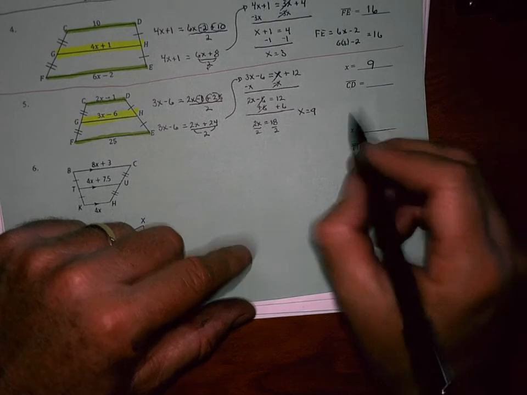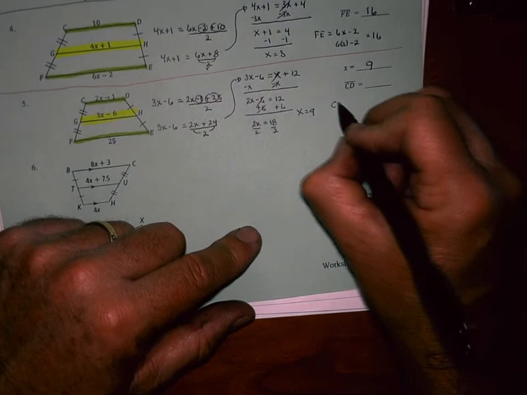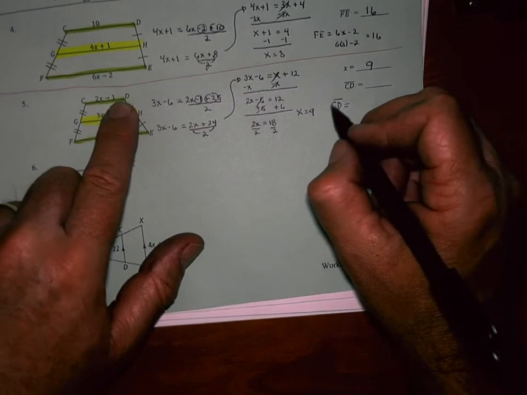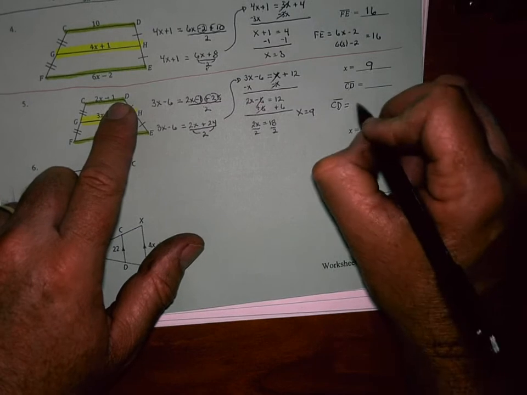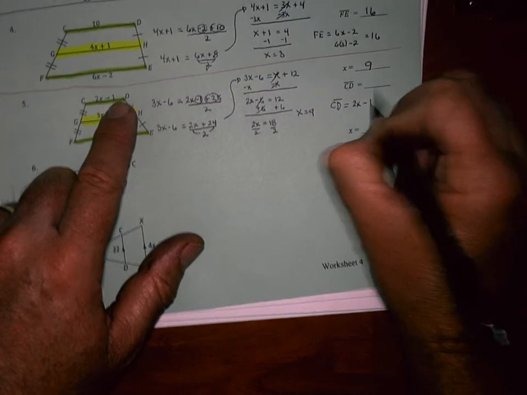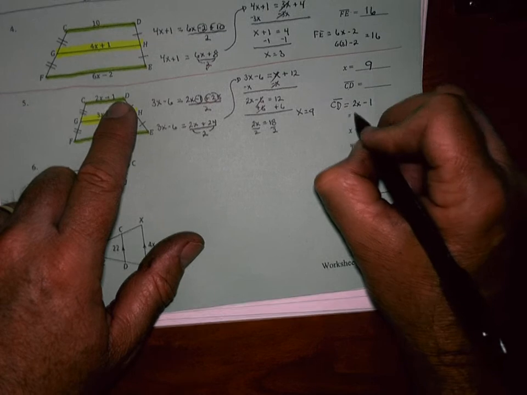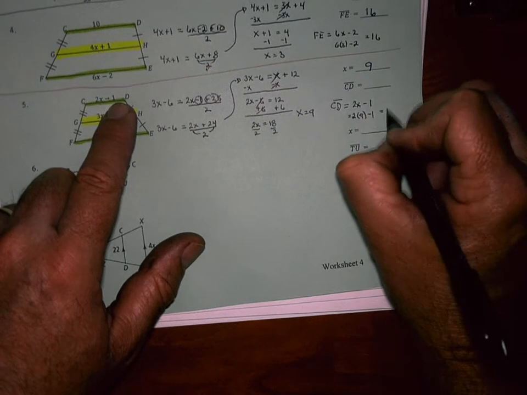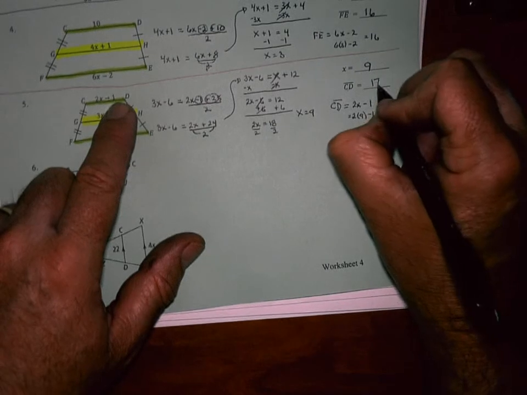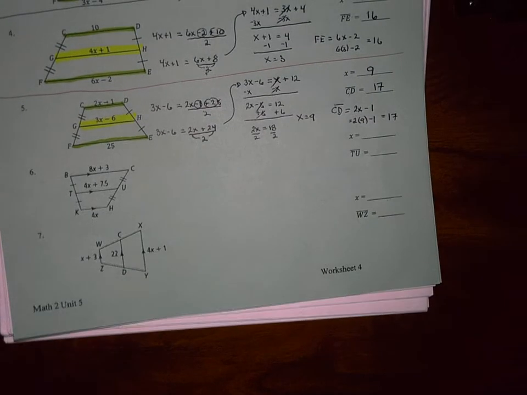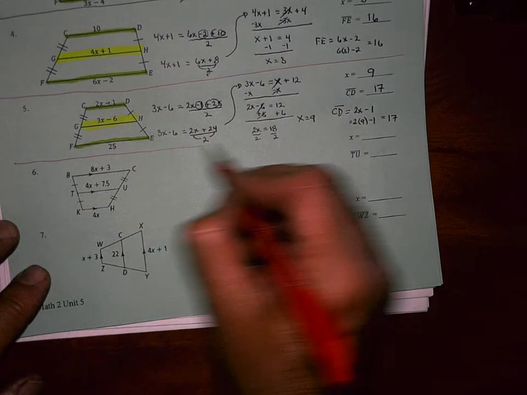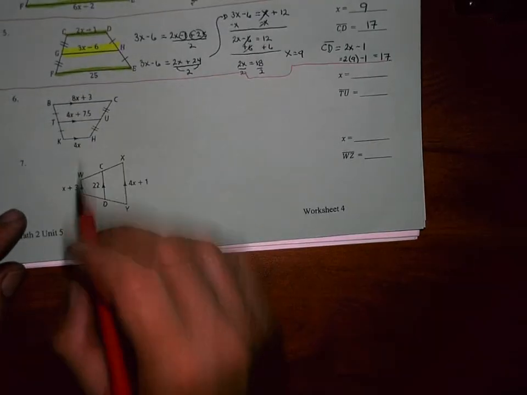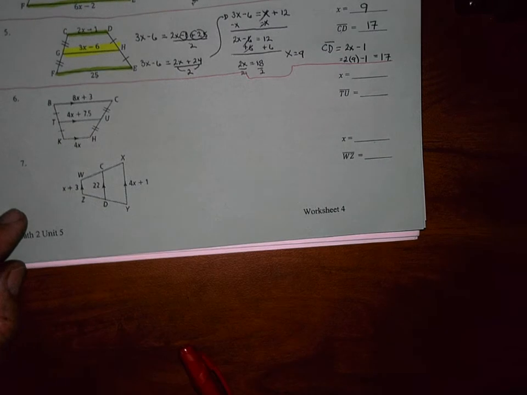The next thing I want to do is find the length of C to D. C to D is this top base up here, and it's represented by the expression 2x minus 1. We're going to substitute 9 in the place of x, so that would make C to D 2 times 9, which is 18, minus 1, so that's equal to 17. So there's your length of C to D, and there's your value of x for number 5. Okay, moving on to number 6, more practice on this. You'll notice in number 6, we got a little bit more complicated because we're going to have a decimal involved.